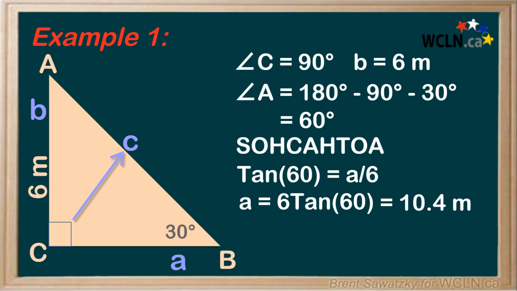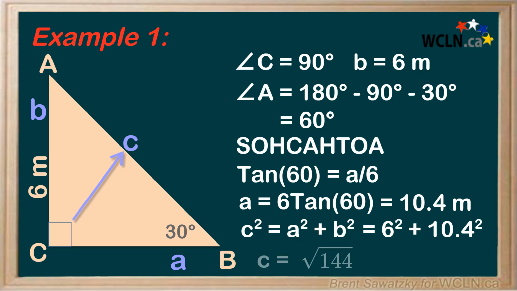And now we're left with one more side to determine, and maybe what comes to mind is Pythagorean theorem. C squared equals A squared plus B squared. Or, in this case, 6 squared plus 10.4 squared equals 144 with the calculator again. The square root of 144, you might remember this one, is 12. So our last item here, C is 12 meters. And we're done.